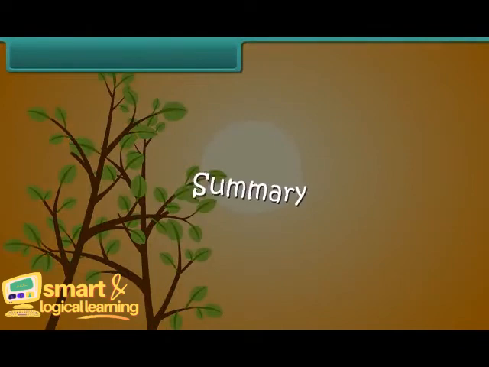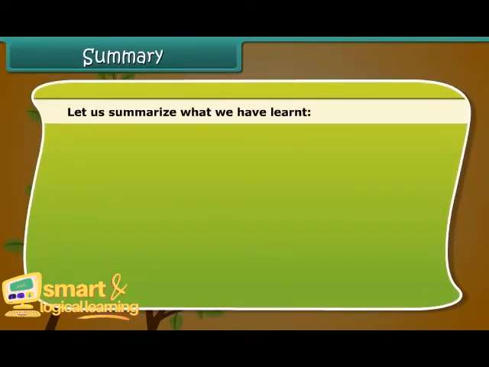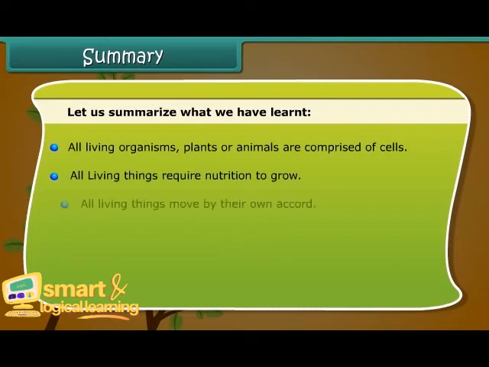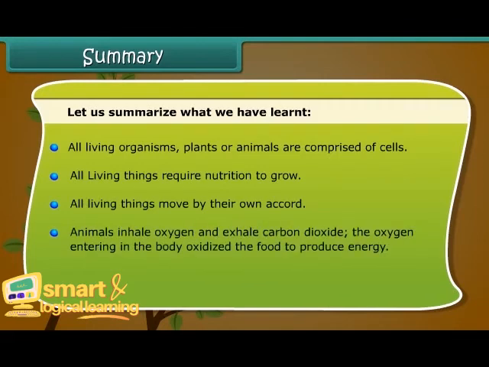Summary. Let us summarize what we have learned. All living organisms, plants or animals, are comprised of cells. All living things require nutrition to grow. All living things move by their own accord. Animals inhale oxygen and exhale carbon dioxide. The oxygen entering in the body oxidizes the food to produce energy. All living things have limited lifespan.